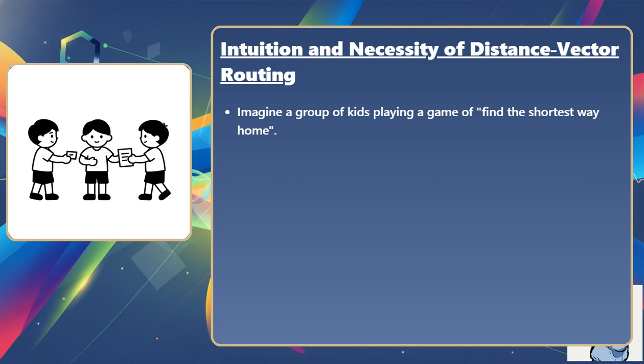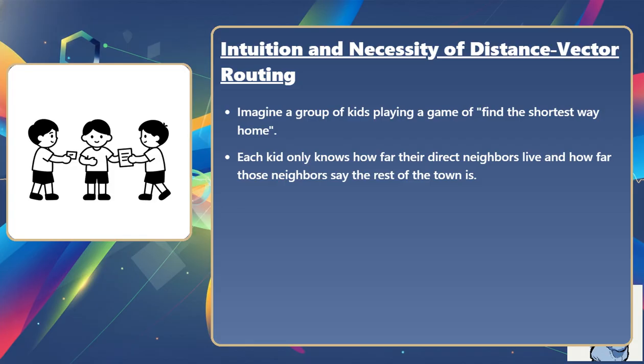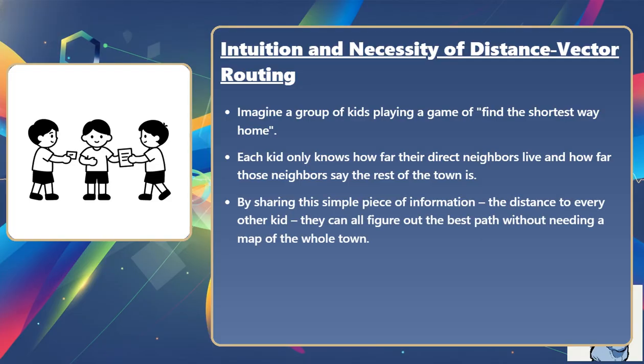Imagine a group of kids playing a game of Find the Shortest Way Home. Each kid only knows how far their direct neighbors live and how far those neighbors say the rest of the town is. By sharing this simple piece of information, the distance to every other kid, they can all figure out the best path without needing a map of the whole town. This is the basic idea of distance vector routing.